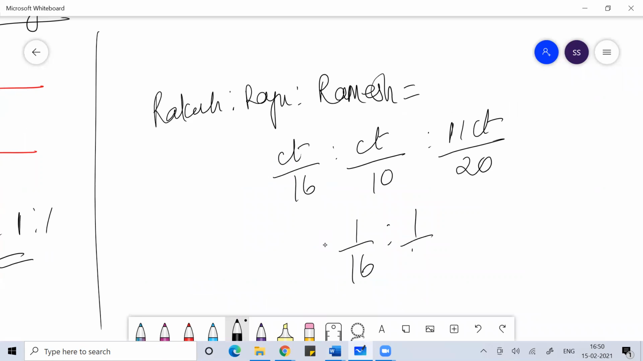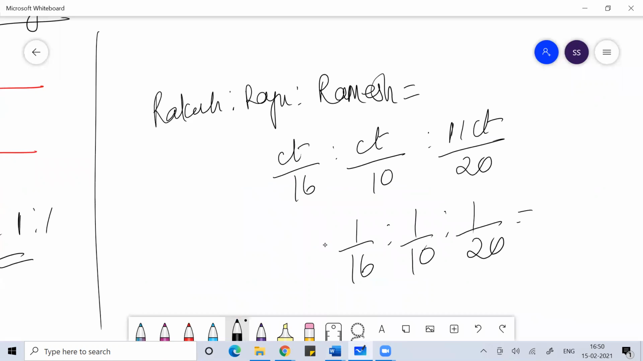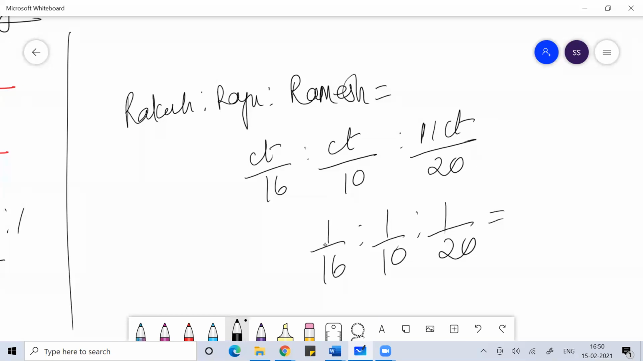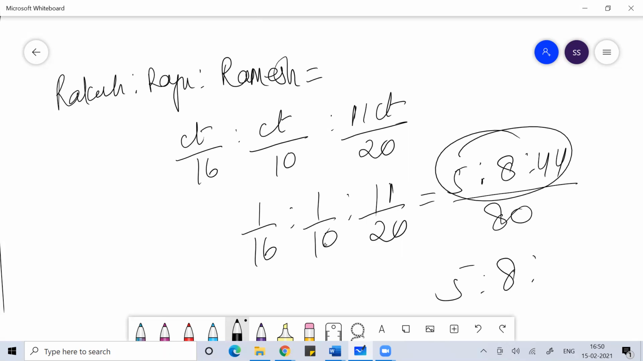1 by 16 is to 1 by 10 is to 1 by 20. Find the LCM. What is the LCM? The LCM of this would be 80. LCM is 80, so this will be 5 is to 8 is to 4. In what ratio will they do profit sharing? 5 is to 8 is to 4.